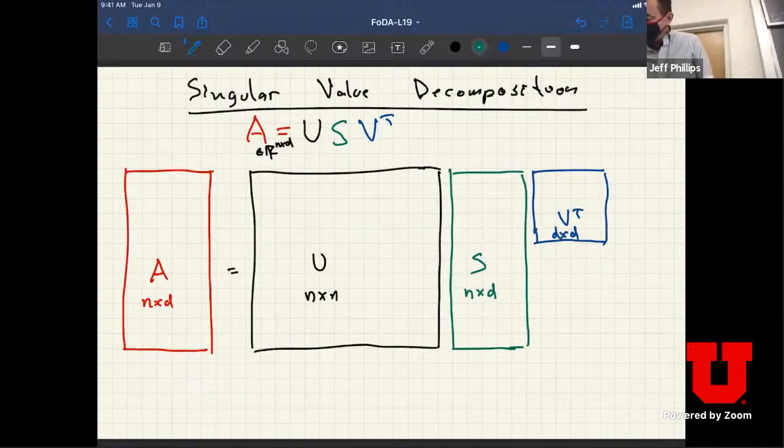Okay, so the first thing to point out is that this S matrix, the interesting part is all going to be on this diagram. I'm doing this with a tall and skinny matrix where n is larger than d, but everything works in a similar way if d is larger than n. I think this setting is a bit more interesting. But in this case, in S, the only interesting part is going to be on this diagonal, right?